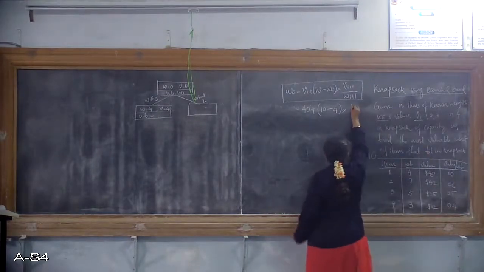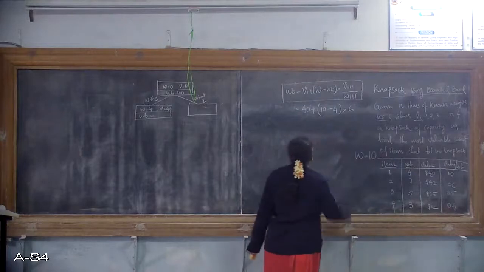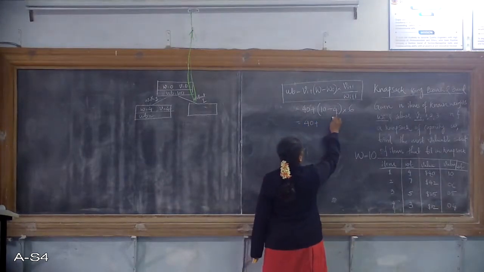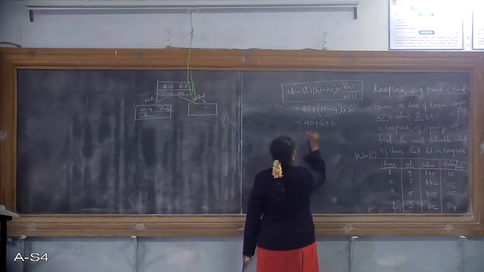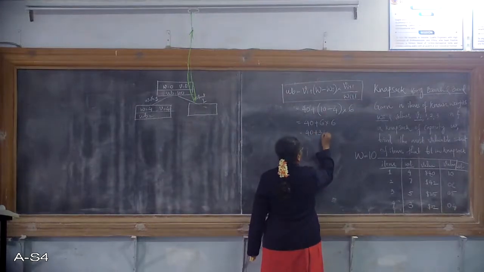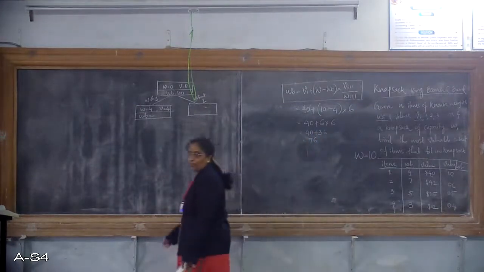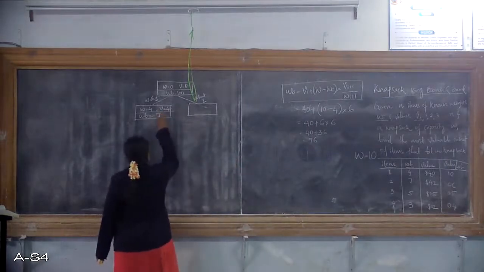So that 6 is to be multiplied. This is equal to 40 plus 10 minus 4 is 6, into 6. This is equal to 40 plus 36 equal to 76. So 76 is the upper bound value for this node. It is 76 here.